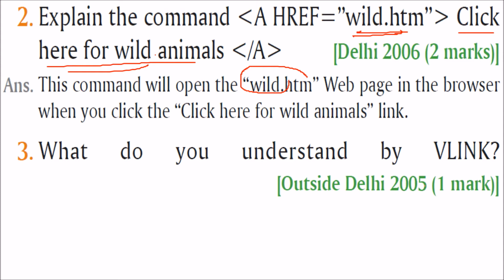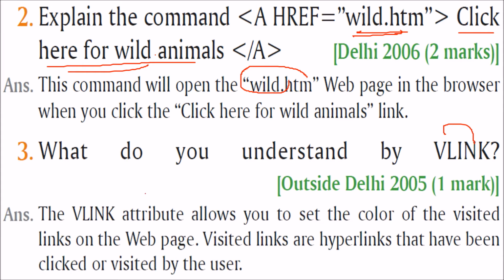What do you understand by vlink? Vlink means the link which has been visited. So the vlink attribute allows you to set the color of the visited link on the web page. These visited links are hyperlinks that have been clicked, or may have been visited, by the user.